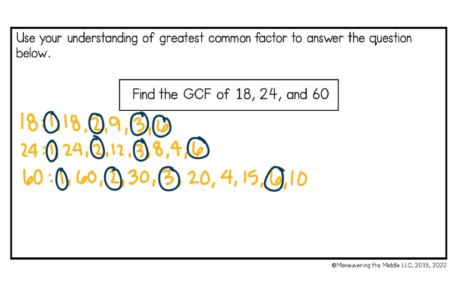Now we have to find the greatest common factor out of these circles. So which number is the biggest number we have? So in our sets of numbers here, our greatest common factor is going to be equal to 6.